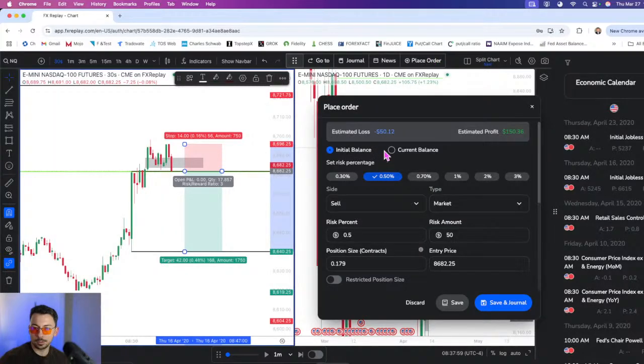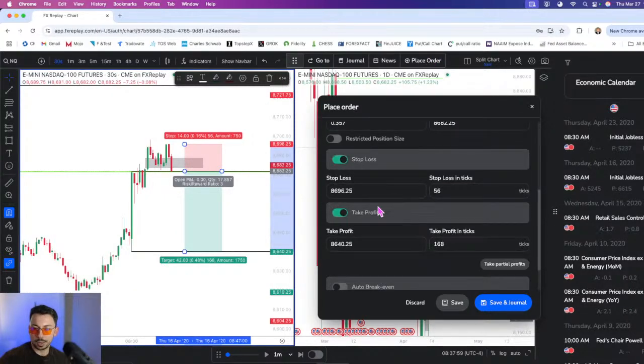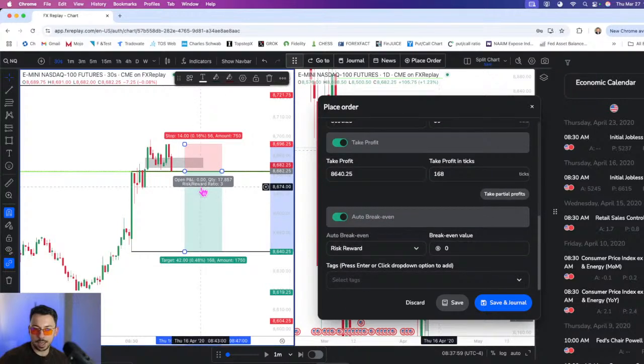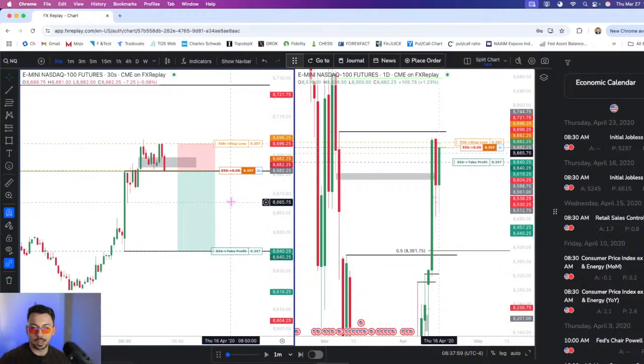So let's place the order. I'll do a 1%. And then we're auto break evening at, like I said, 867, let's do 867275. So if this gets stopped, it's fine, but I think this is a great risk to reward. So let's see what happens.